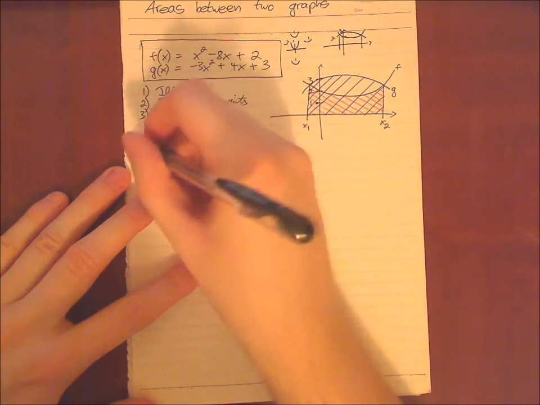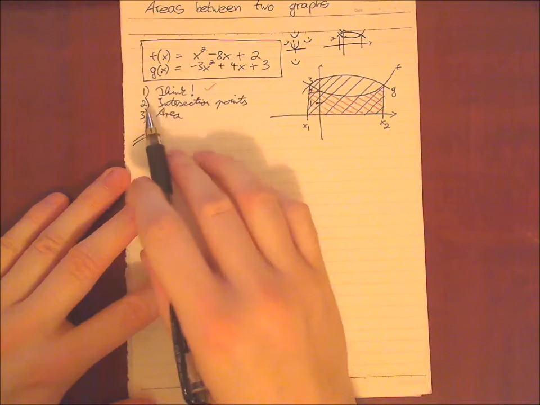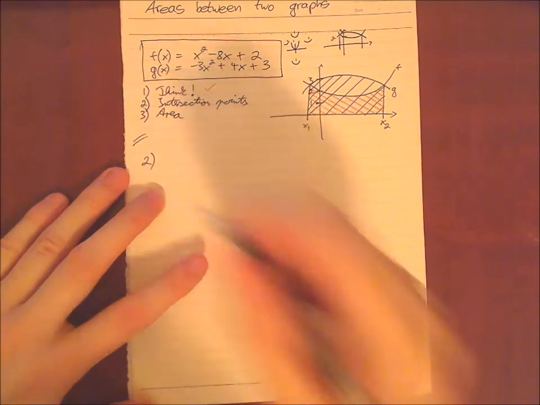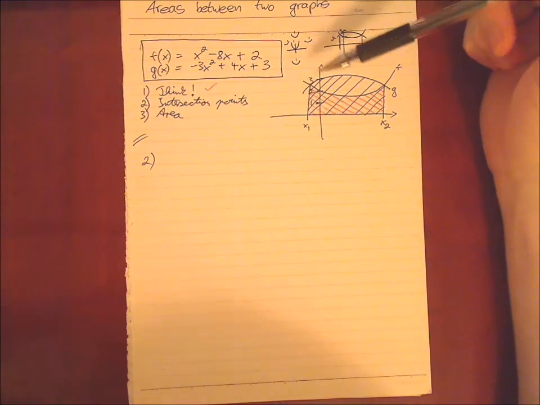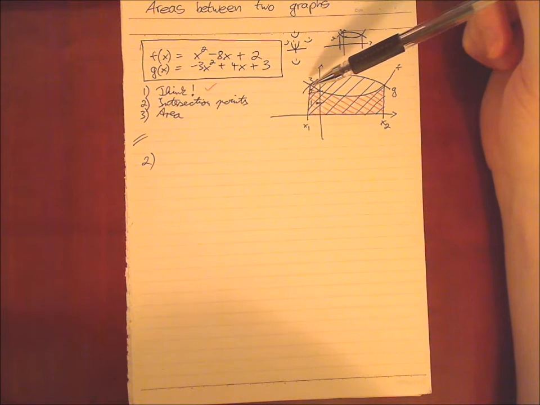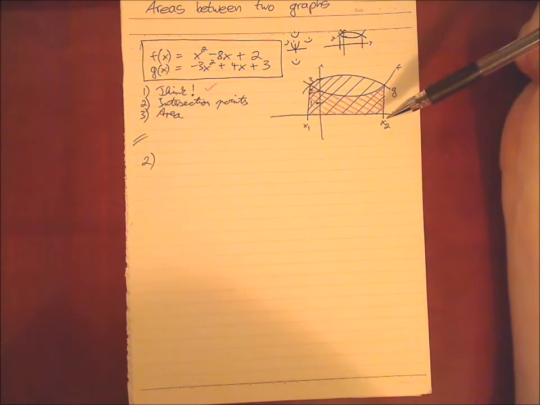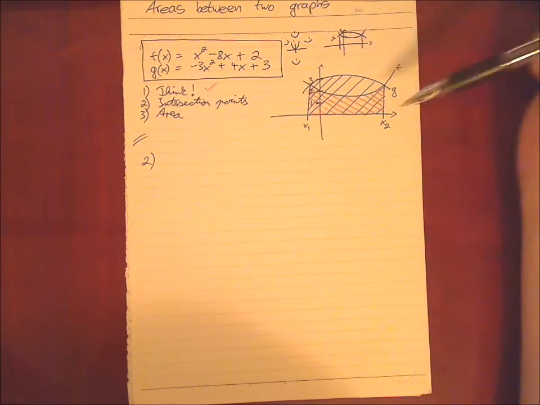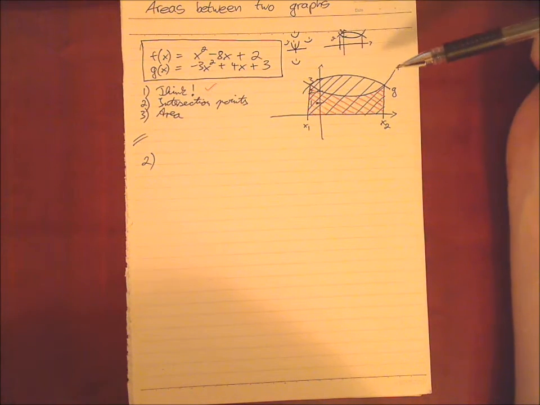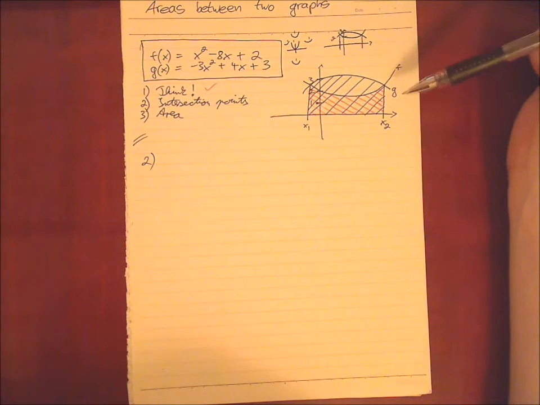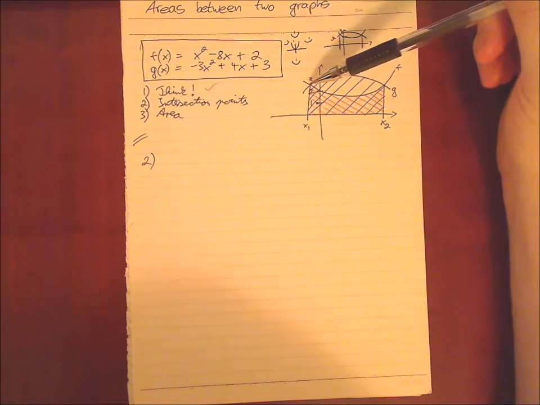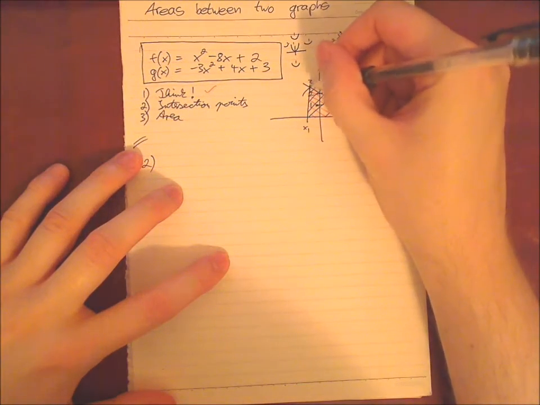So we continue with the second step, which is intersection points. As I said, we first calculate the area between g and the x-axis and then f and the x-axis, but we don't calculate the entire area covered, which would be, for example, impossible with f because it doesn't intersect with the x-axis. So we first need to know the intersection points here.